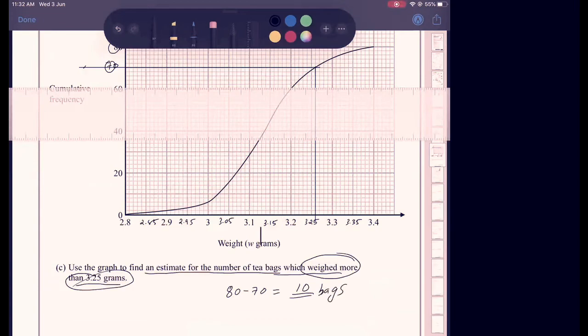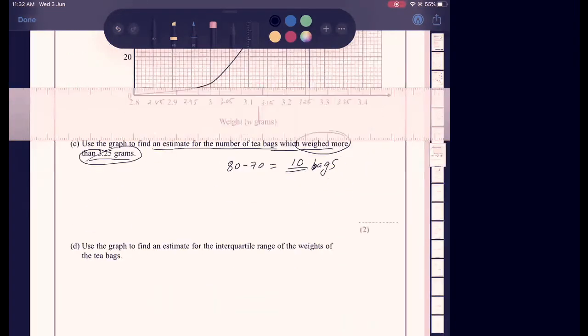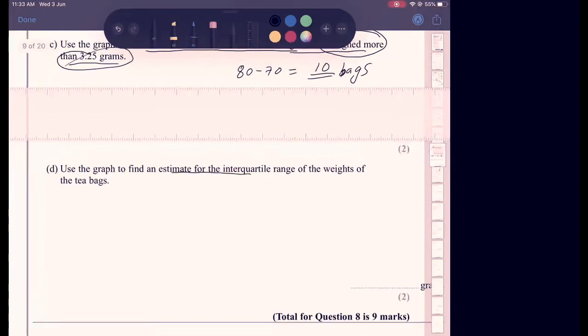Then use the graph to find an estimate for the interquartile range of the weight of the tea bags. So what is the interquartile range? The interquartile range identifies the middle 50% of the data, bounded by Q1 and Q3. Q1 is the lower quartile, where 25% of the data set lies below Q1, and Q3 is the upper quartile, where 75% of the data set lies below Q3. The interquartile range is equal to the upper quartile minus the lower quartile. So that is the rule.